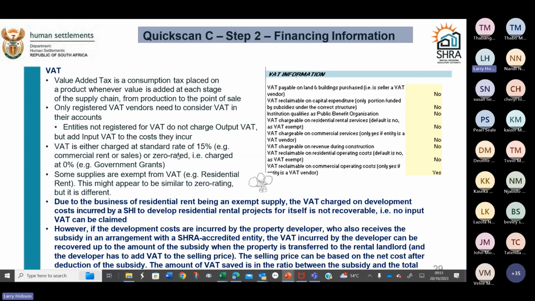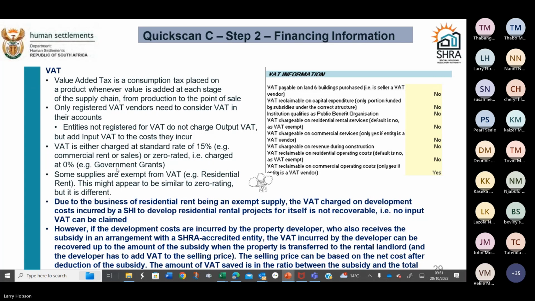That's called zero rated, and it is important to draw a distinction: zero rated VAT is charged at 0%, such as on government grants. Because your projects through the SHRA are funded by government grants, you're entitled to this VAT benefit of being able to arrange things so that you can have a VAT claim.